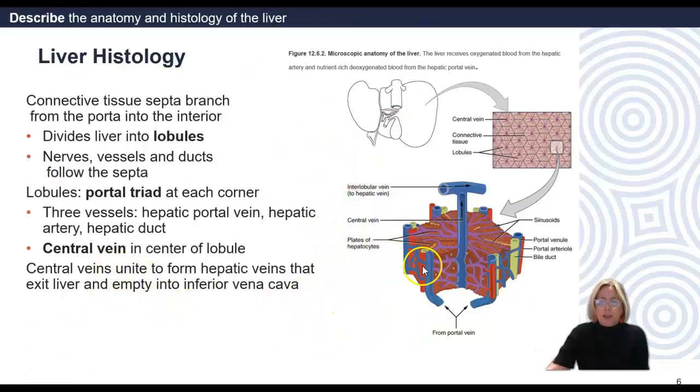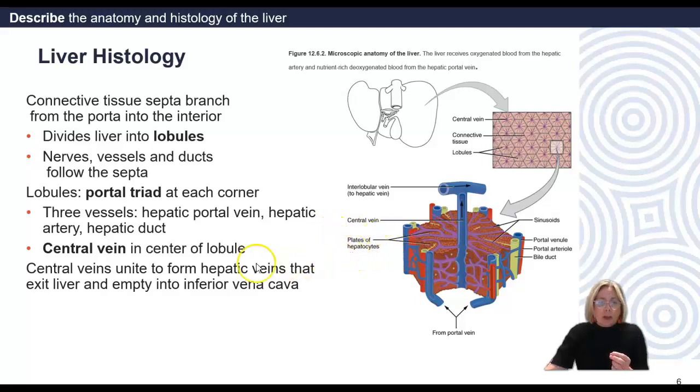Now going to look at a little bit of liver histology. So what you're looking at here is a lobule. Connective tissue septa branch from the porta into the interior of the liver, and that divides the liver into these lobules. Nerves and vessels and ducts all follow the septa.